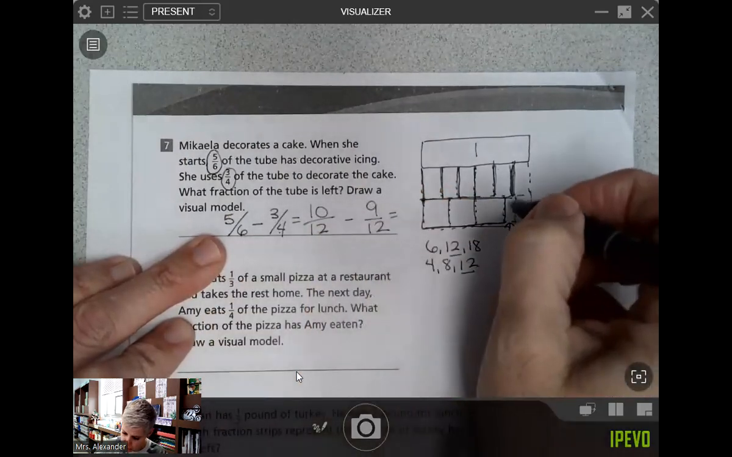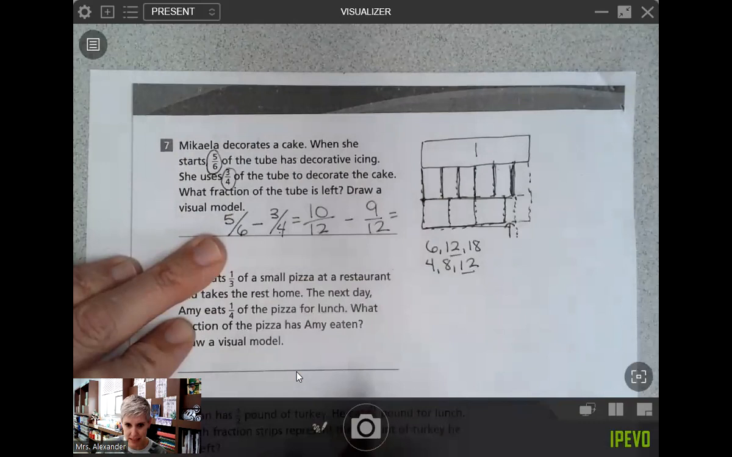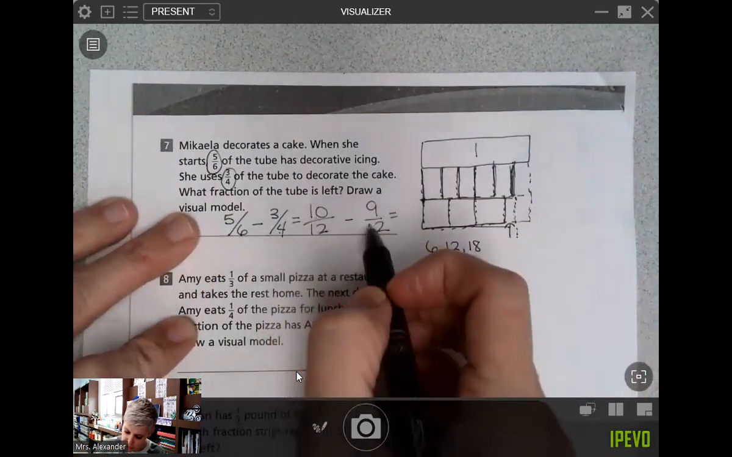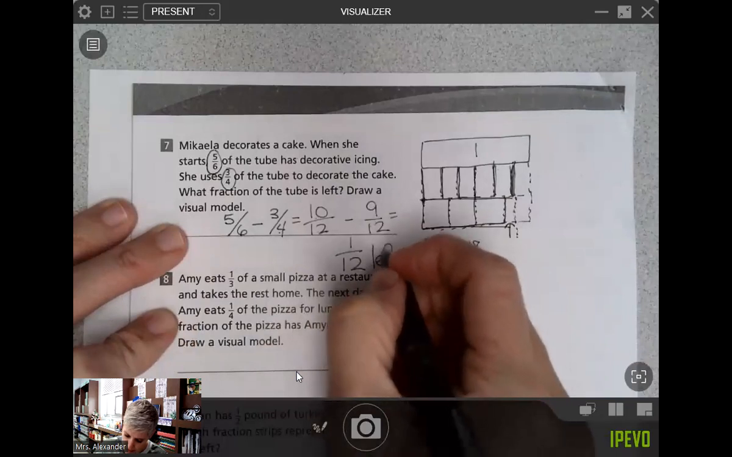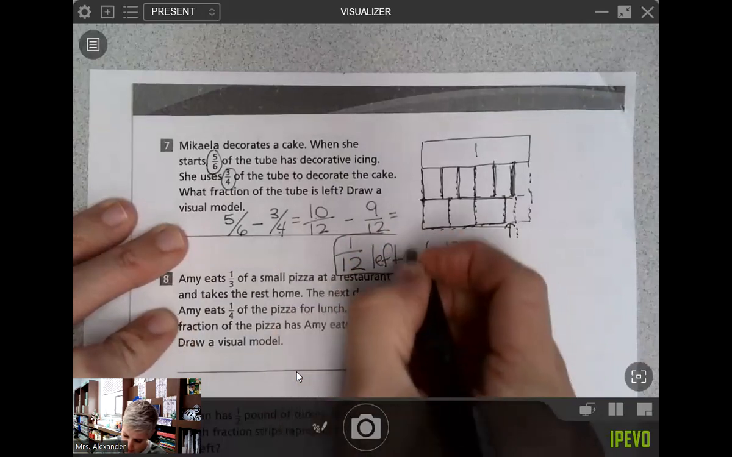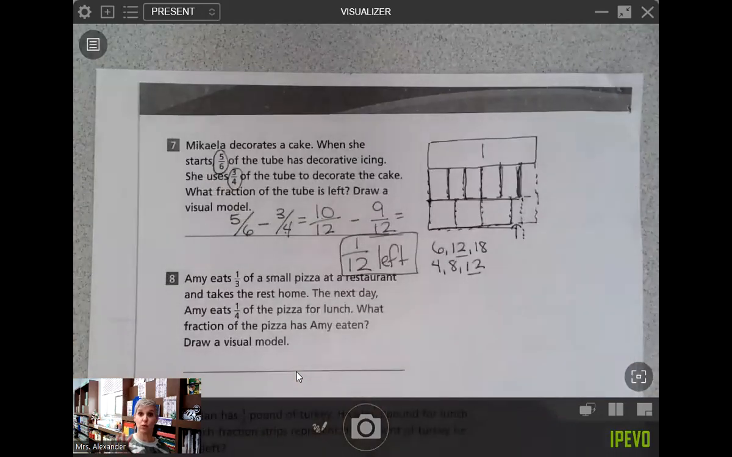Well, that's not a terrible drawing because this was a tiny little piece left, and we would have 10 twelfths minus 9 twelfths. So she would have 1/12 left, and that would be our final answer. So my drawing wasn't that terrible, right?